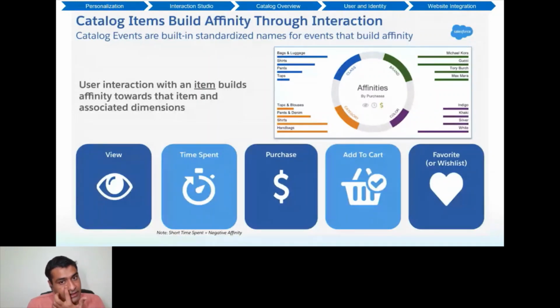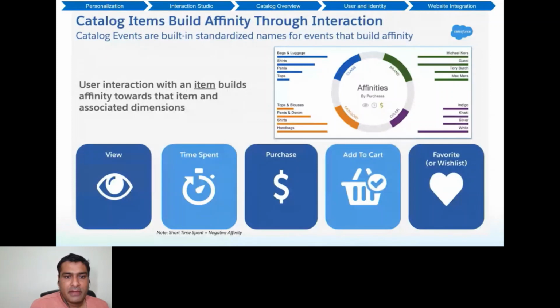If you look at this affinity wheel, this gives you a good idea. Let's say someone is on your website and they like a certain color more, or they like certain brands more, or products more on your website. So that data is collected, and then this affinity wheel is created on the basis of the whole user interaction.